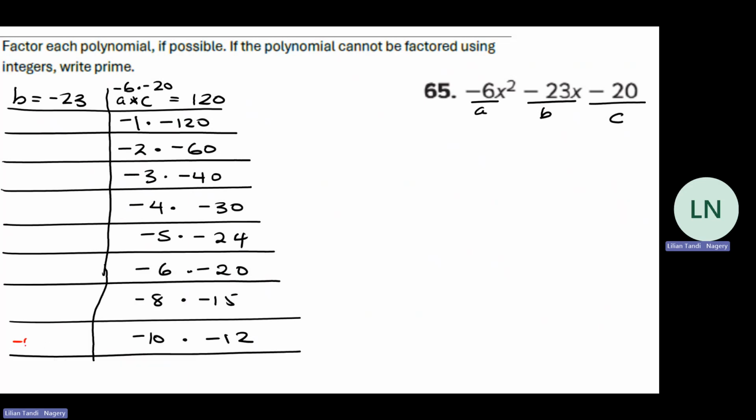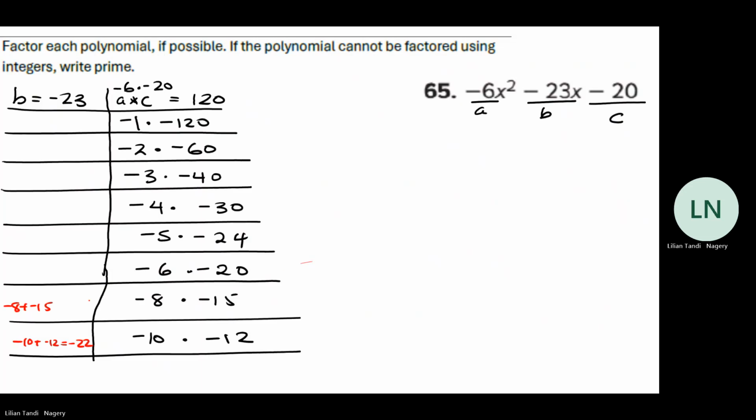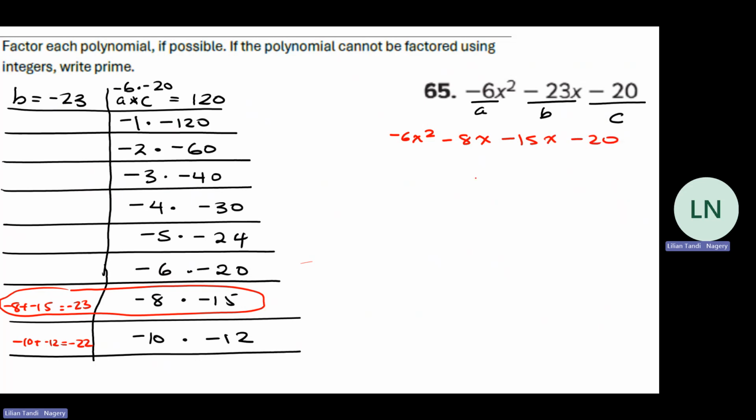So what is negative 10 plus negative 12? That will be negative 22. Okay. What is negative 8 plus negative 15? Negative 23. So this is my answer. So I come here and I write negative 6x squared minus 8x minus 15x minus 20.